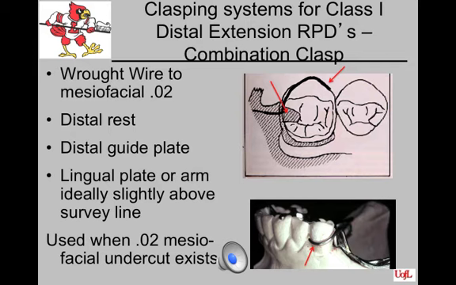For reciprocation, you can use most commonly the lingual plate, which is positioned just above the survey line. It can also utilize an arm that is a reciprocal component, or an arm that is also placed above the survey line. This particular clasp is used when you have .02 mesiofacial undercuts and some of the other undercuts that rule out the use of the I-bar. So it has a contraindication to a use of an I-bar when we use this wrought wire clasp.